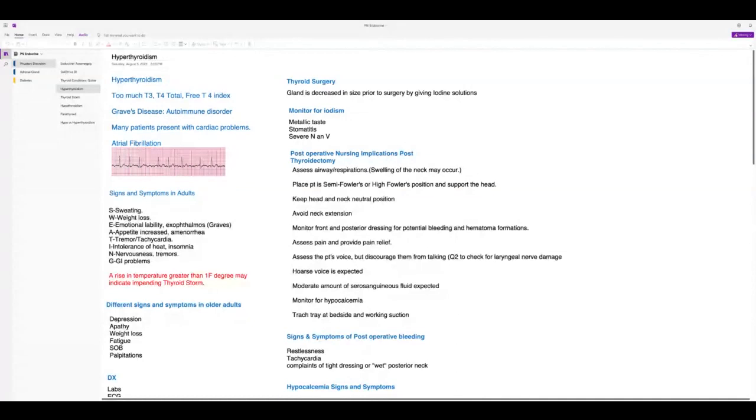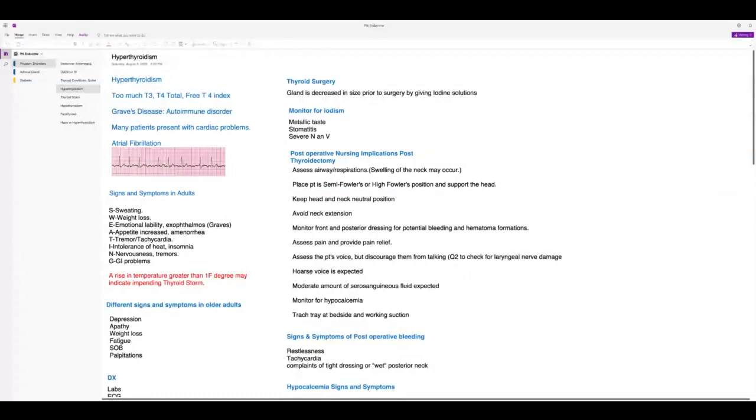So, signs and symptoms in adults. With hyperthyroidism, you have to think the metabolism is really hyper, right? It's really revved up. So you can remember the mnemonic SWEATING. S stands for sweating, and they will be diaphoretic. W stands for weight loss. Anytime you have unexplained weight loss, it's not a good thing, even though it's something we all dream about. E is emotional lability. That means they can be up and down, like crazy, and you're wondering what's going on with them.